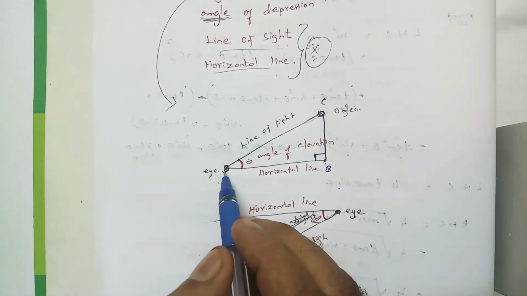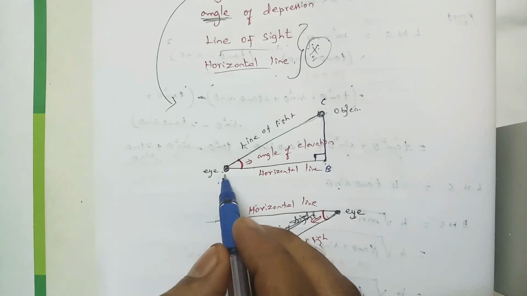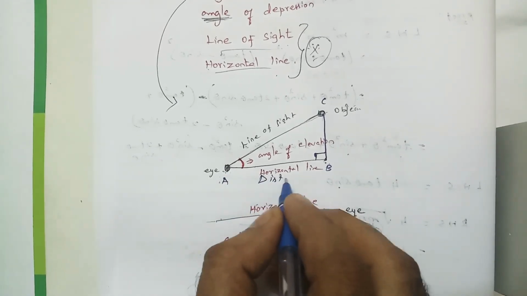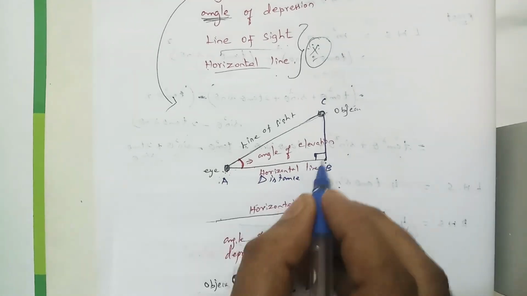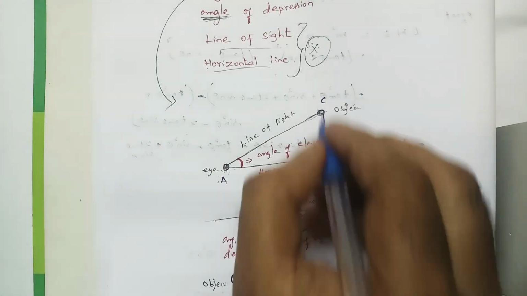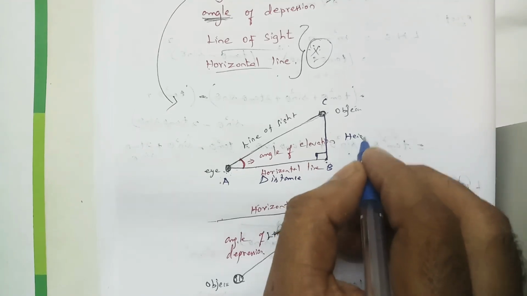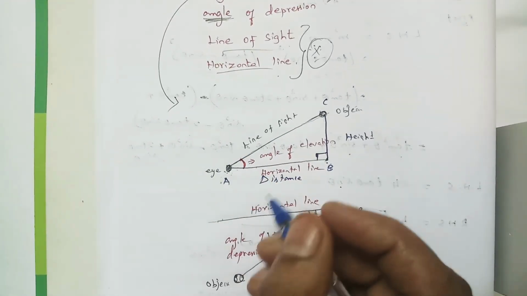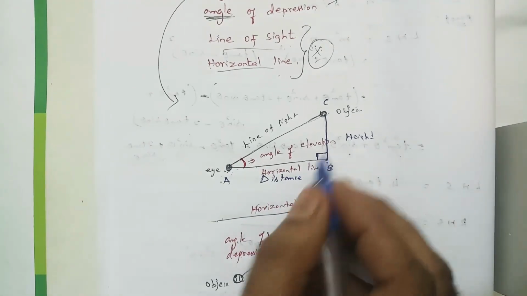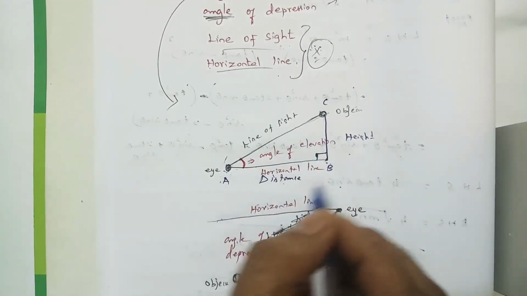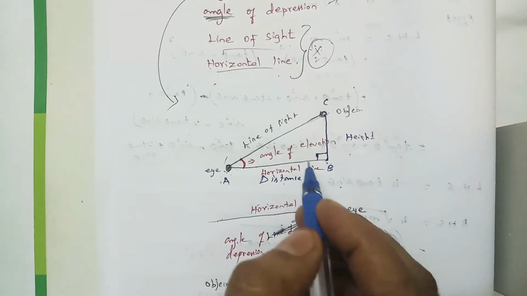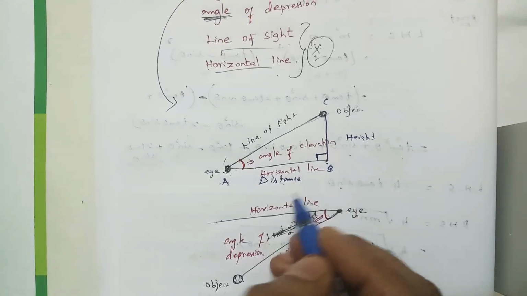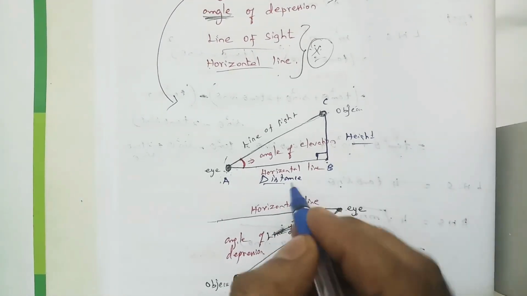So the eye is A, and AB is the distance, and BC is the height. AC is the line of sight. So this is heights and distance in a right angle triangle. In a right angle triangle, by using trigonometric ratio properties, we are going to find the distance or height.